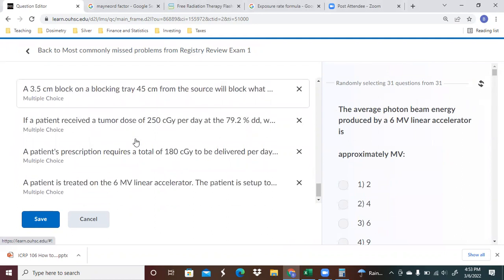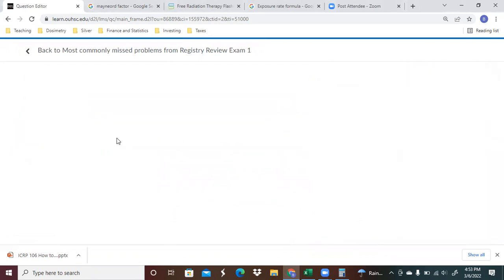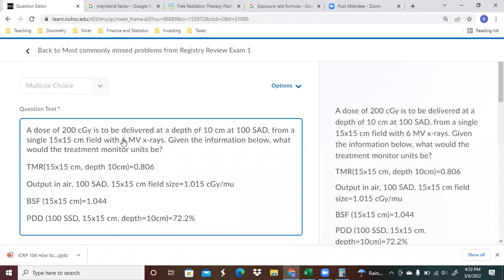Okay, got 5 more problems to work here. A dose of 200 centigray is to be delivered at a depth of 10 cm at 100 SAD, from a single 15 by 15 field with 6 MV X-rays. Given the information below, what would the treatment monitor units be? So we've been handed a TMR, the output in air, a backscatter factor, and a PDD. We're not going to use the PDD.